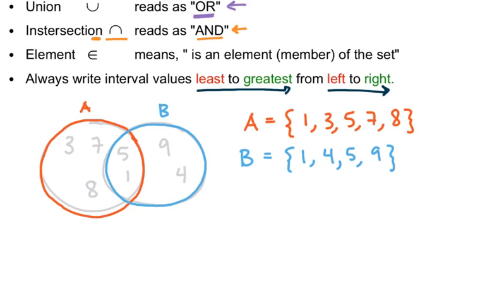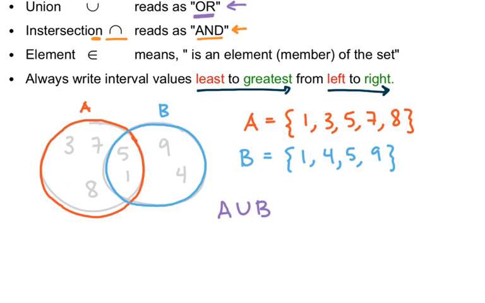So let's really delve into the difference between union versus intersection. What would be the union of these sets? A union B. Well, the union means that these values are either in set A or in set B, right? So union being or, that means it's all of the numbers.